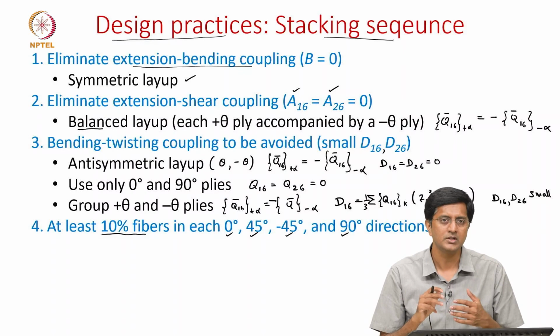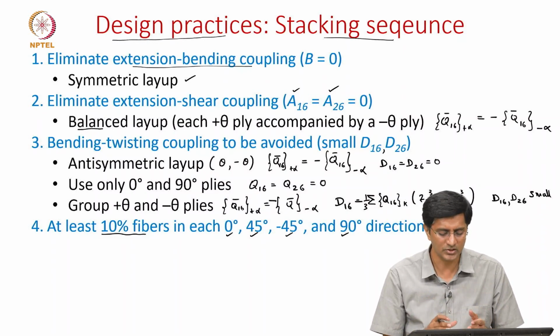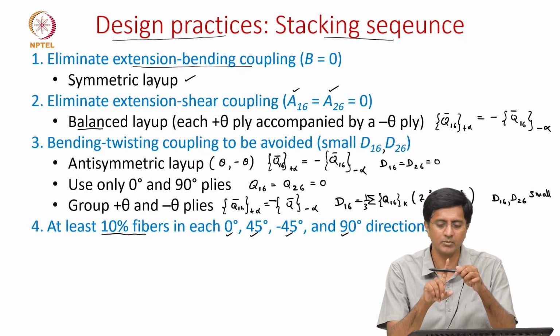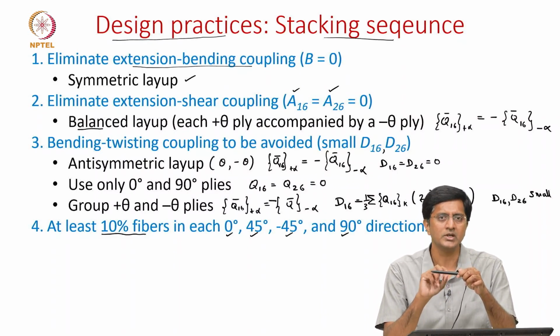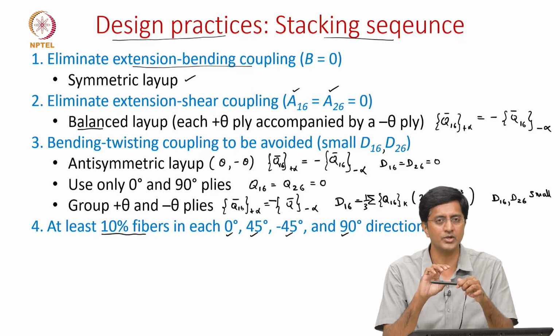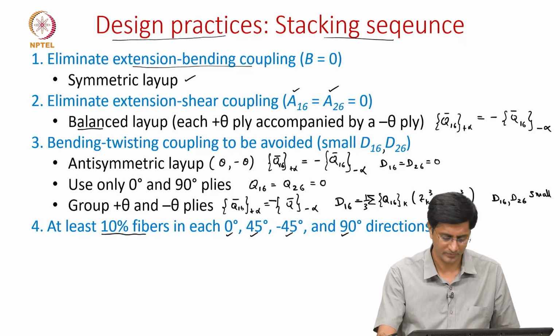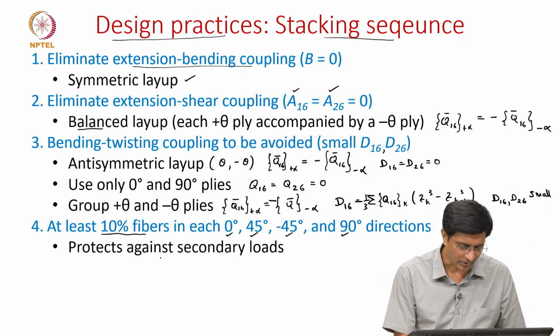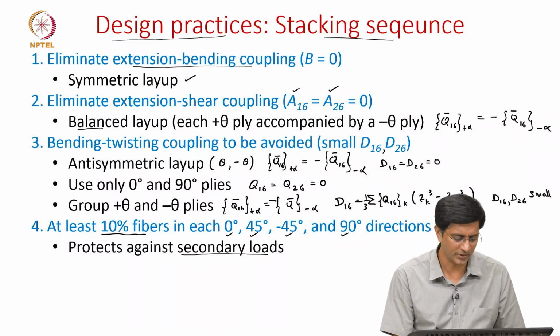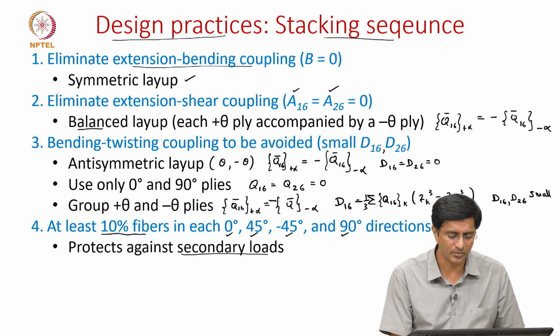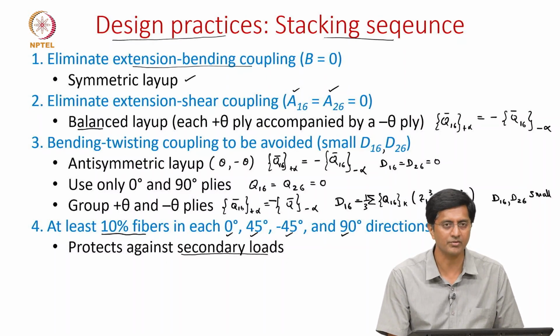We say, since there might be some secondary loads which can come occasionally, it's better to have some fibers in the perpendicular direction as well, so that just in case of those secondary or unexpected loading scenarios, this component doesn't fail. So we are protecting against those secondary loads. How do we protect? To ensure that at least 10% of the fibers are in 0 degrees and at least 10% are in 45, minus 45, and 90.